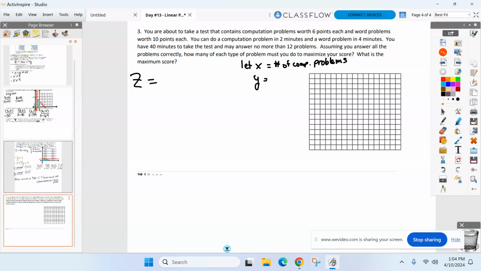What do you want to let Y equal then? The number of word problems it is. And remember, we're trying to maximize your score now. So what's Z going to be here? Z equals. What do I attach with the X and the Y here? I want to maximize the score. How many points can you get for computation? All right, so 6X plus 10Y. Here you go. That's how we want to maximize our scores.